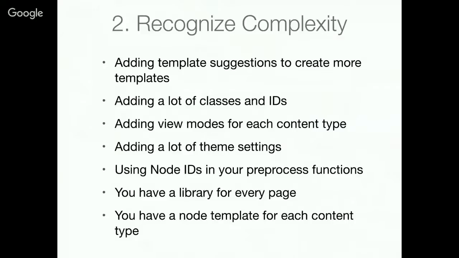If you're adding a view mode for each content type, like you have a view mode for event teaser and another one for article teaser, maybe how you're using view modes doesn't make sense. If you're using a lot of theme settings and your theme is only installed on one site and you don't have any plans to install it somewhere else, your theme is probably getting too complex. If you're using node IDs anywhere in your preprocess functions, if you have a library for each page on your site, these are all just signs that maybe you're doing it too complicated.